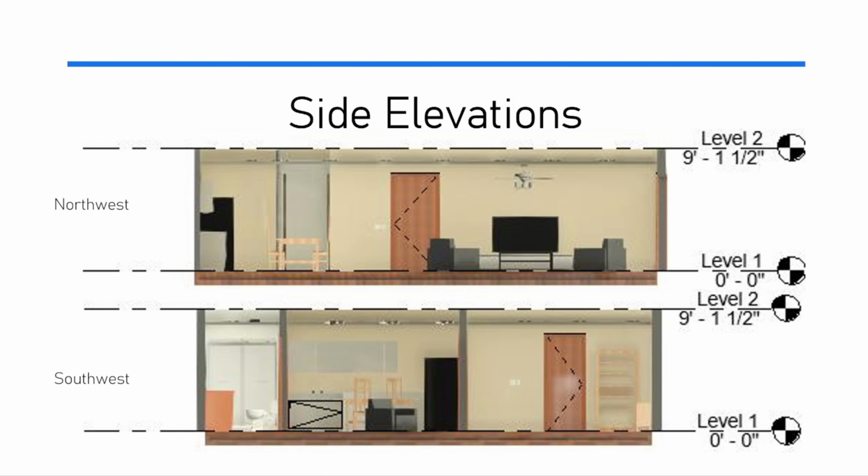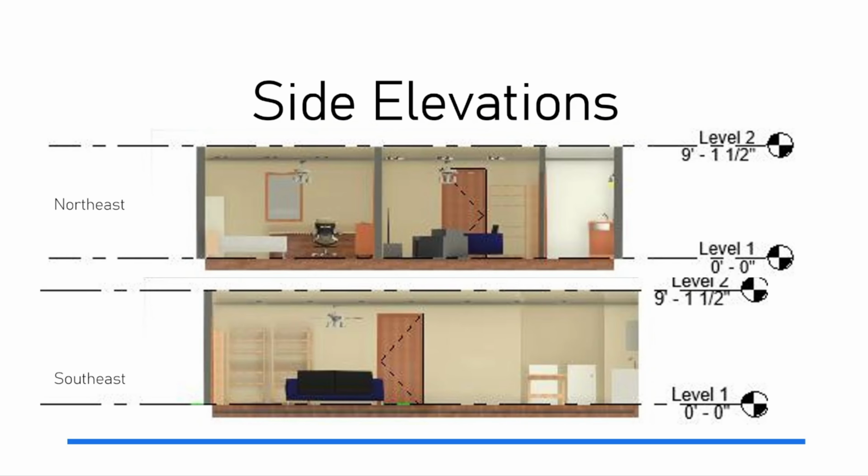And here are some of the side elevations. What we are looking at right now is the northwest side elevation as well as the southwest elevation of the cutout basement. And here are some more side elevations of the northeast and the southeast section.